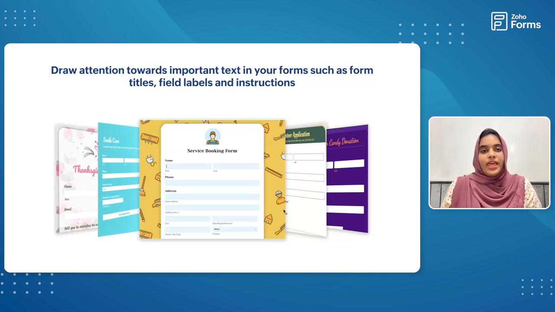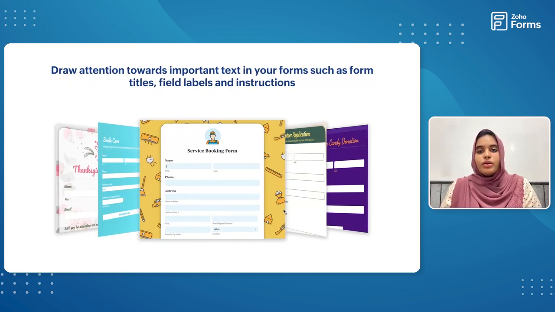So you can make every word count by highlighting important text in your forms, such as the form titles, field labels, instructions, etc. And by customizing the appearance of the text in your forms, you can encourage certain specific user behavior. For example, when you highlight the field instructions in a brighter color, your respondents will not miss out on these important details that you've highlighted.